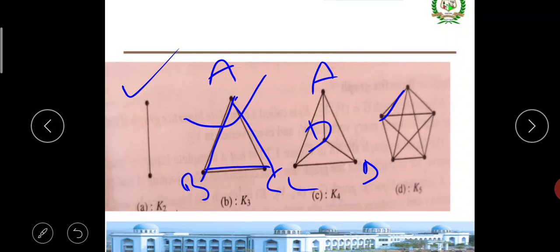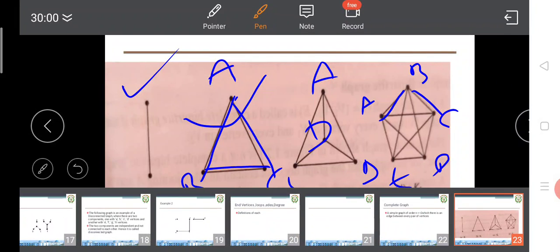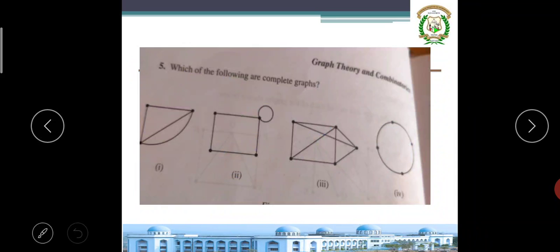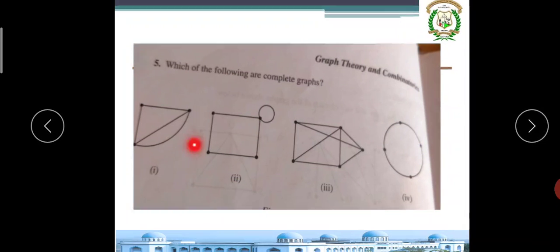In this one, we have A, B, C, D, E. A to B an edge is there, A to C, A to D, A to E an edge is there, and likewise B to C, B to A, B to D, B to E. So in a graph, if from one vertex to all other vertices there is a direct edge, and there is no loop and no parallel edges, that is called a complete graph. Next, which of the following are complete graphs?